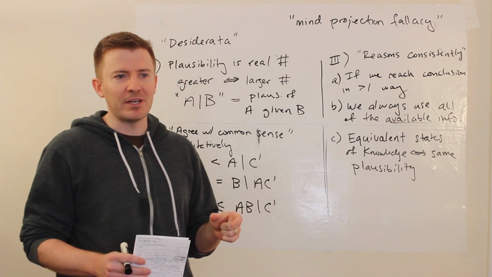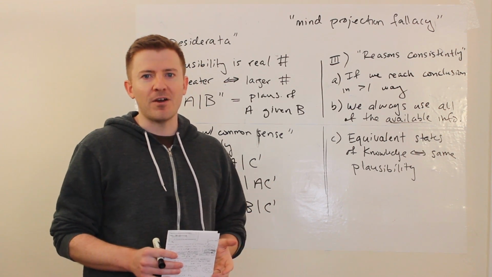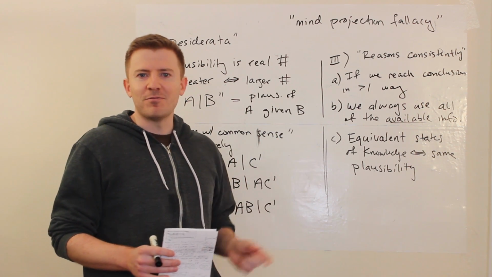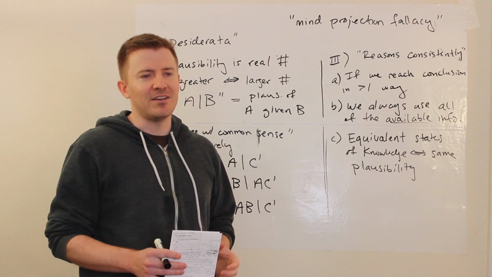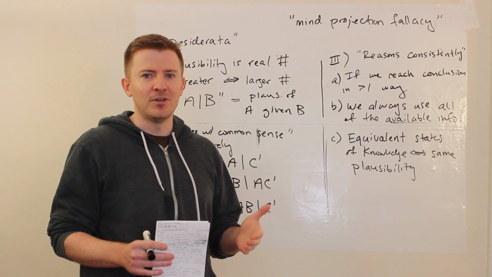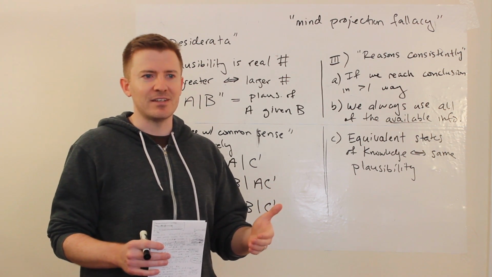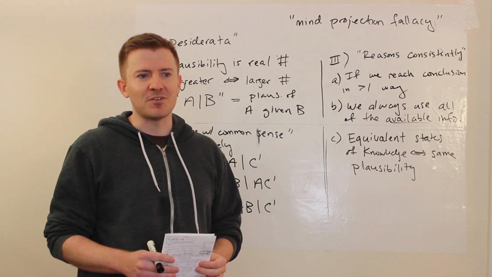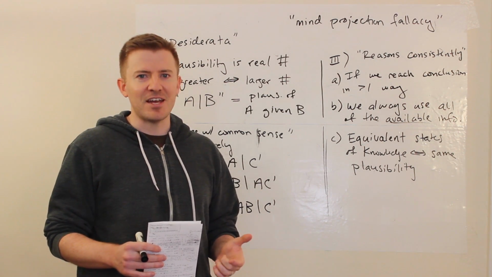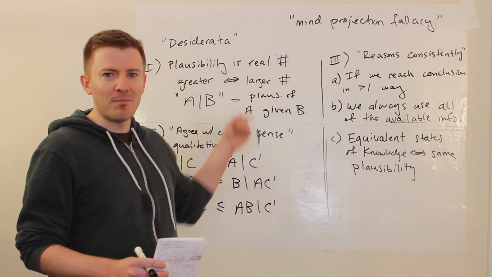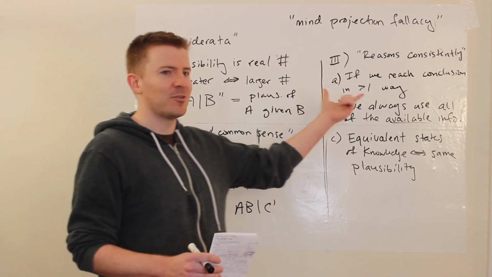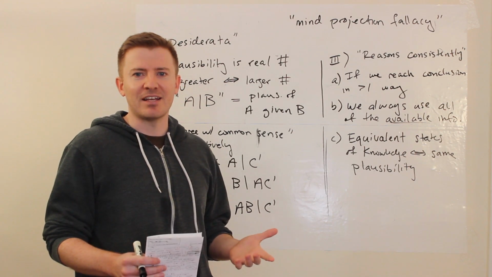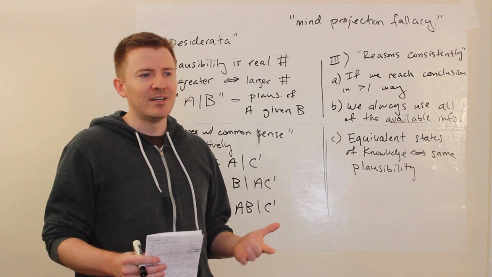I think at this point it would be a pretty fair criticism to say these desiderata don't have a whole lot of content, right? So we said, okay, our program in the book is we want to program a robot to reason consistently about plausibilities and to represent those things as real numbers. So what conditions should that satisfy? Okay, number one, they should be real numbers. Number two, they should agree with common sense. And number three, they should be consistent. Congratulations. That's just restating the problem.